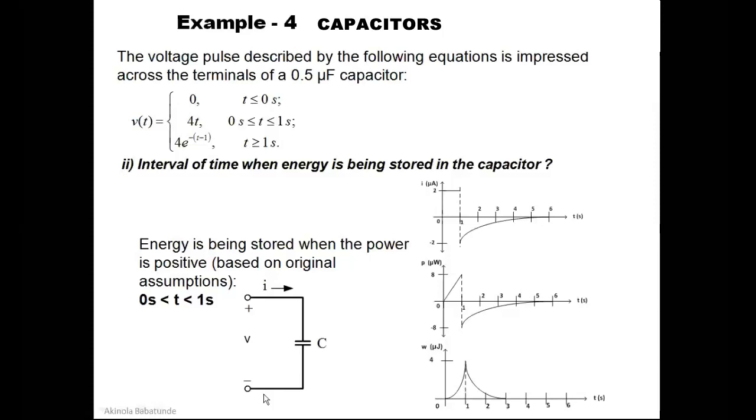So when power is positive, that is when energy is stored, and we are looking for the interval of time when energy is stored. So that will be when t is greater than 0 seconds and t less than 1 second.